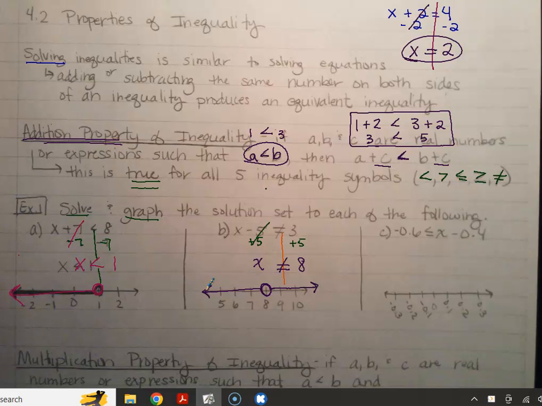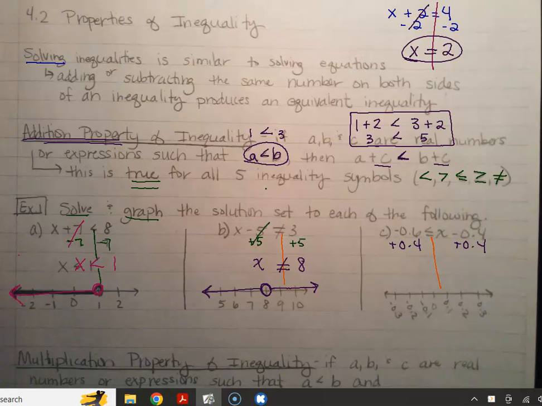Okay, and our next one. So we have negative 0.6, or 6/10, is less than or equal to x minus 0.4. So again, I'm going to draw my line at my inequality symbol. And this time x is on the right side, and we have x minus 0.4, so we're going to add it. Plus 0.4 on both sides of the inequality.